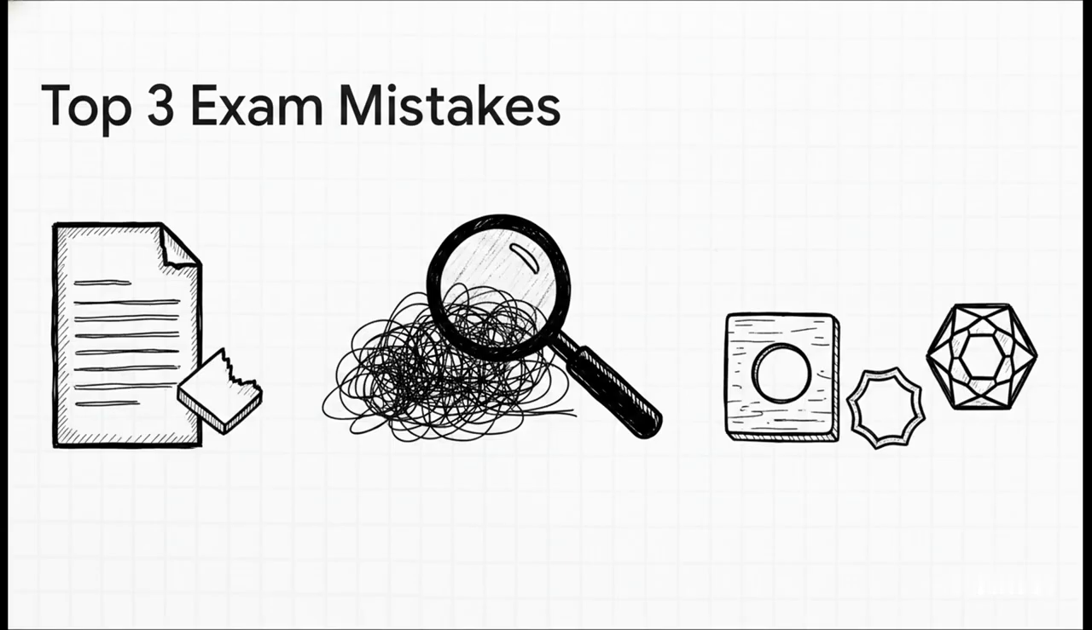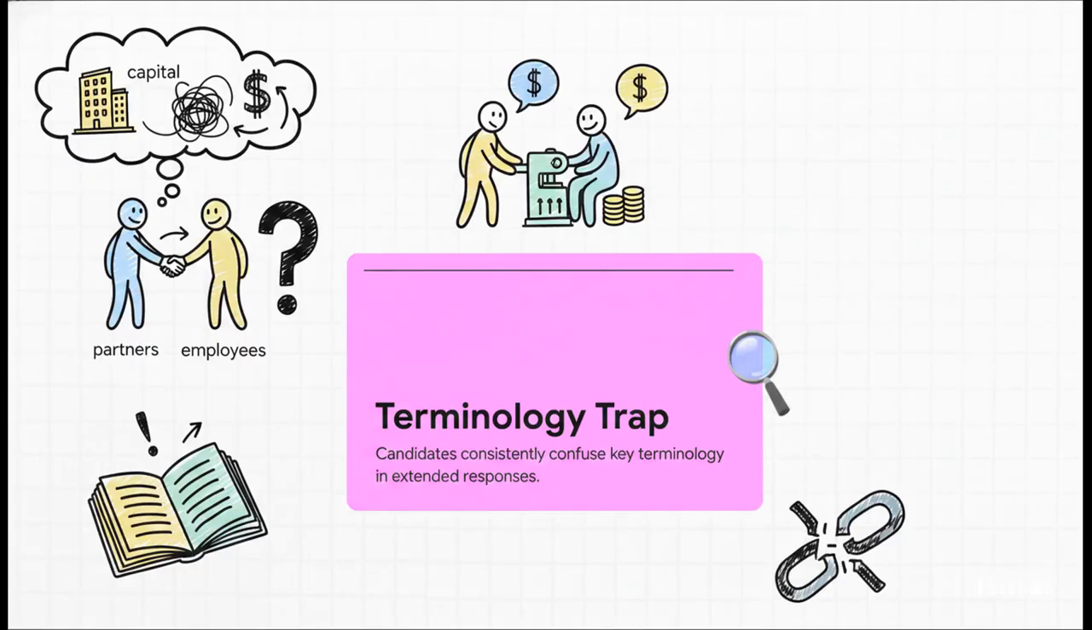You have to ground every single evaluative point in the unique context provided by the stimulus material. If the prompt is about a struggling tech startup forming a partnership, your answer better reflect the harsh realities of a struggling tech startup, not some generic retail business. Then there's the terminology trap.